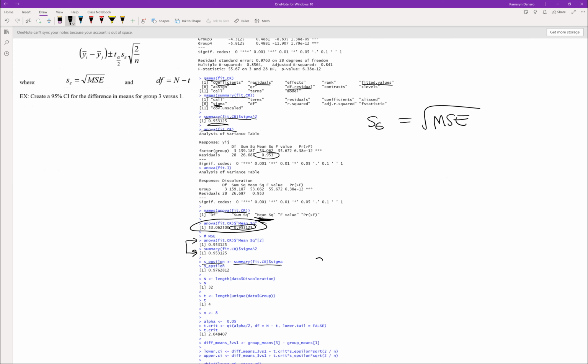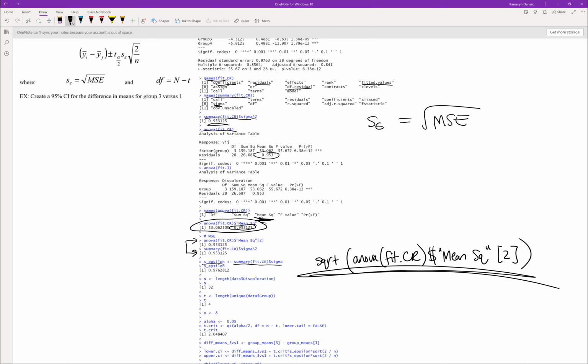We could have also said it's the square root of anova(fit.cr)$"mean square"[2], and that would have been okay, but this is a lot more typing than this really simple way of doing it. So that's why I did it the first way. So S epsilon is 0.976. You can check in your calculator that that's the square root of 0.953.